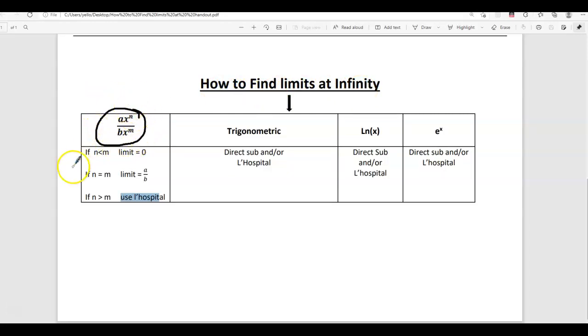Now, you could just do L'Hopital's rule. It will work, but there's some nice shortcuts here. Anytime the exponent on the top is less than the exponent on the bottom, the limit's just going to be 0. Or if the exponent on the top is equal to the exponent on the bottom, then the limit is just a fraction of the coefficients, a over b. If n is greater than m, the one on the top is bigger than the one on the bottom, then you have to use L'Hopital. Your answer is going to come out to be some kind of an infinity in that case. Okay, so let's see what we have here.